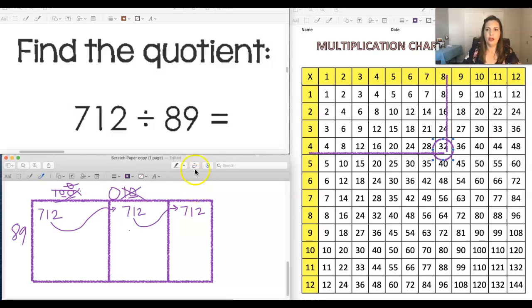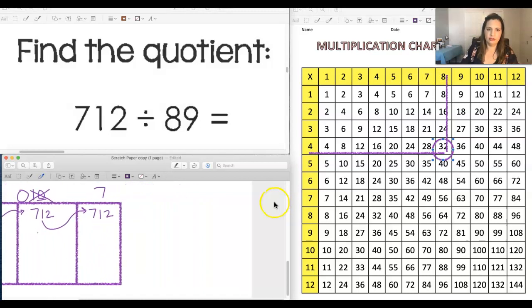So I'm going to think in my head, okay, 89, that's close to 100, right? And this number is 712. So I'm going to try multiplying it by the number 7, because 7 times 100 is 700. I'm going to try to multiply it by 7 and see what I get. So in order to do that, I'm going to have to do some multiplication over here on the side. I'm going to have to do 89 times 7. Because we're already doing an area model, we're going to do the partial products for 89 times 7.